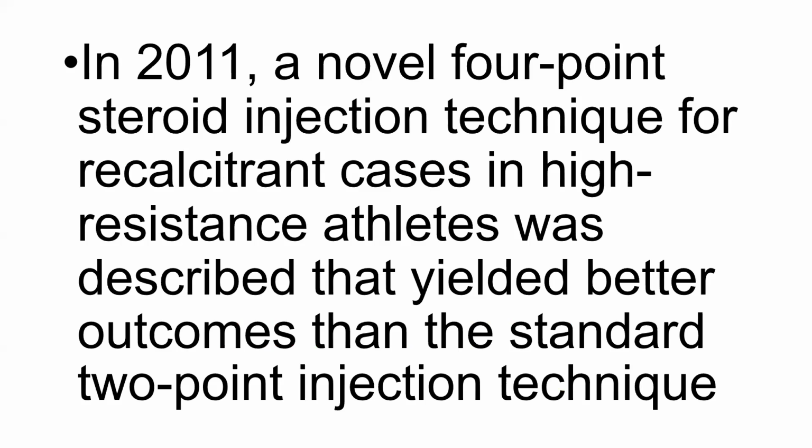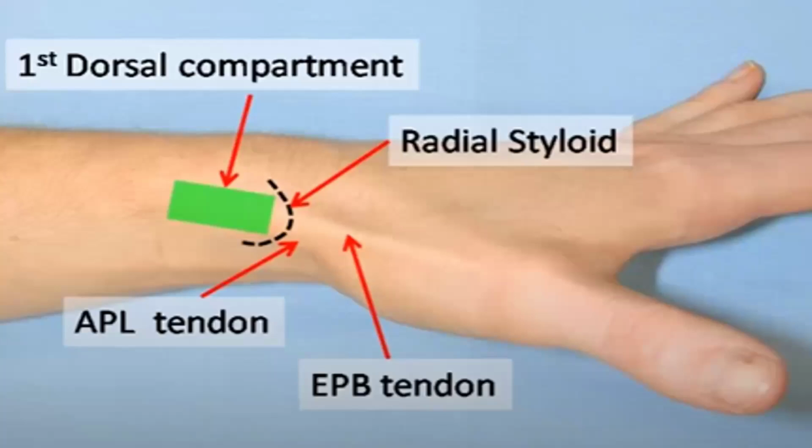In 2011, a novel 4-point steroid injection technique for recalcitrant cases in high resistance athletes was described that yielded better outcomes than the standard 2-point injection technique. And this is shown in this figure. You see, you have 4 points, but never inject within the tendon. Always inject around the tendon. And this gave us good results, together with splintage in neutral position, putting the thumb to rest.